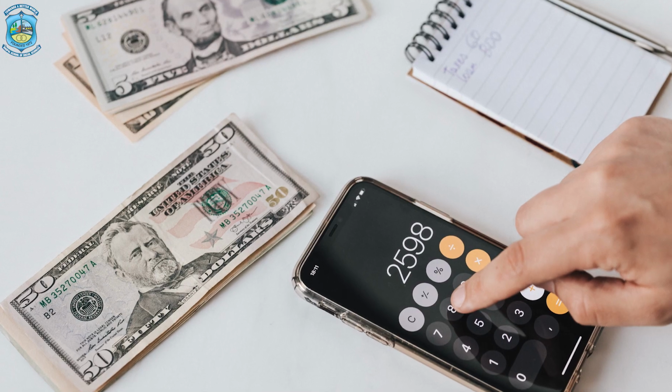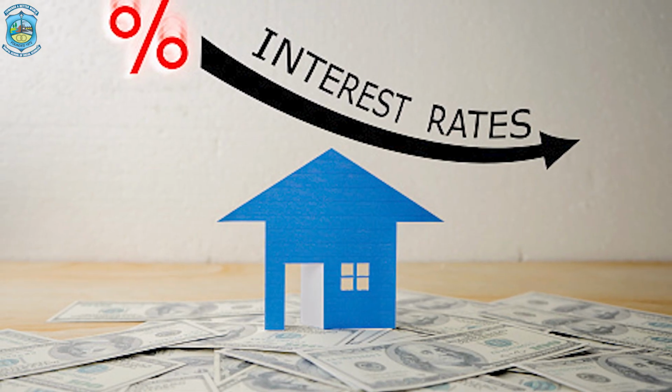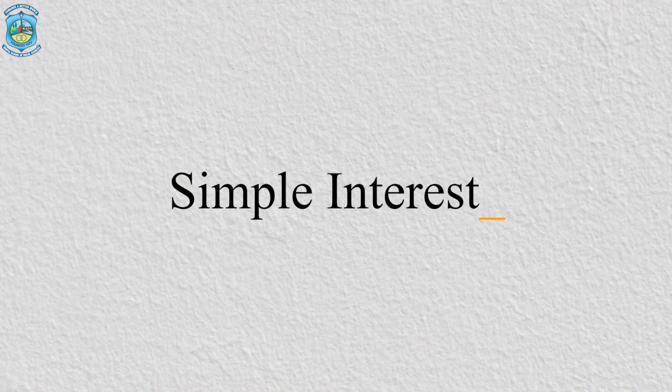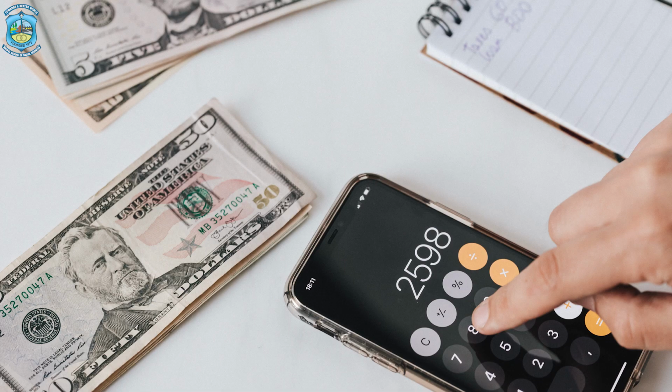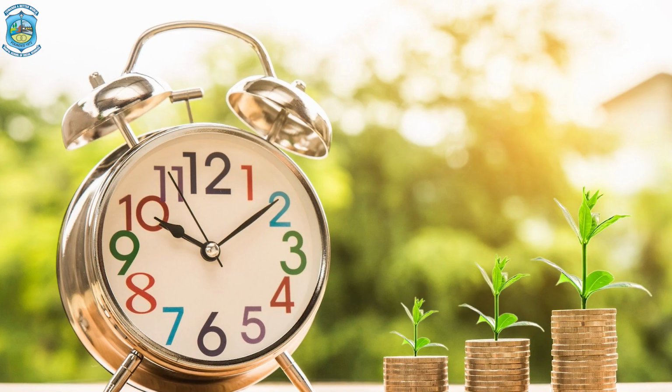Interest depends on three factors. First, the amount of money that you invest or borrow, the rate of interest, and the duration for which the money is borrowed or invested. Next, we will study some terminologies related to simple interest. First is principal. Principal is the amount of money on which interest is calculated. That is the original amount of money which is taken as a loan or invested. It is denoted by capital P.